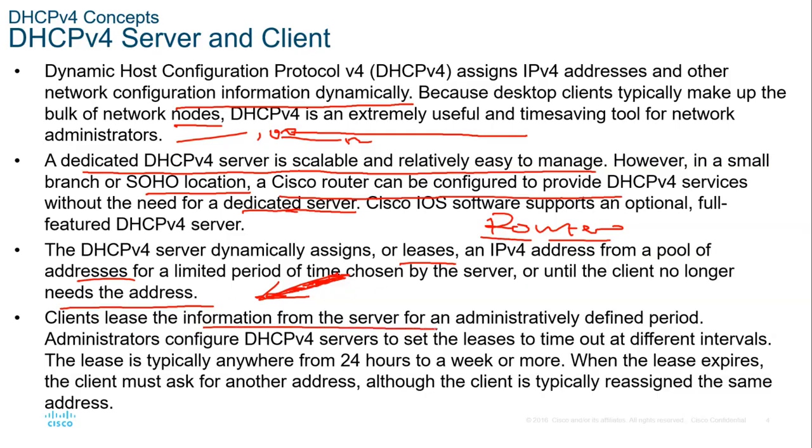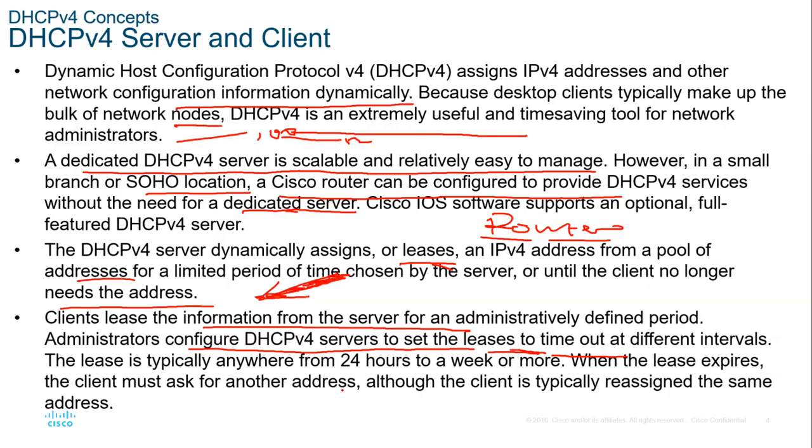Clients lease the information from the server for an administratively defined period. So the administrator configures the DHCP server to set the leases to time out at different intervals. Once the IP address is set, it is set for a defined period of time.